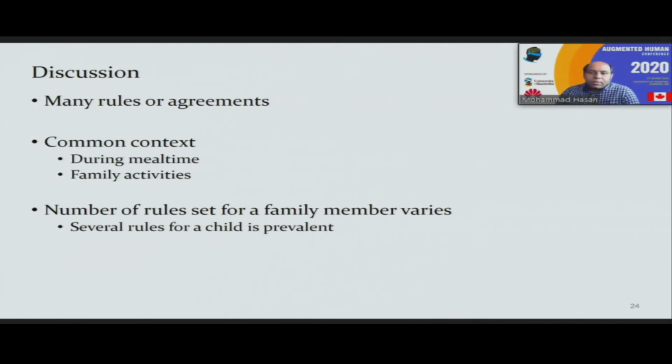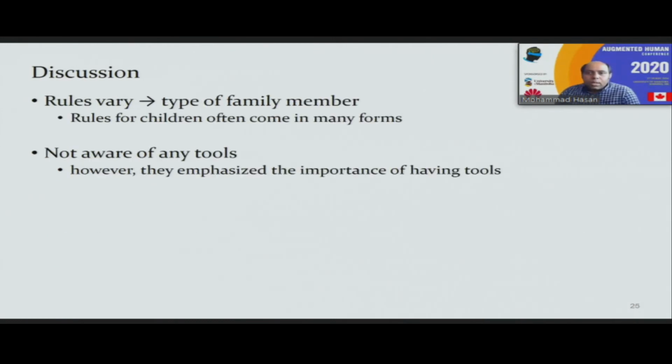For instance, we found that there are more rules for children, whereas there are fewer rules for older adults. We also found that the rules vary widely according to the type of family member. For instance, parents commonly set time-based restrictions for their children. However, they do not apply any similar rule for their partner, their parent, or an older adult.